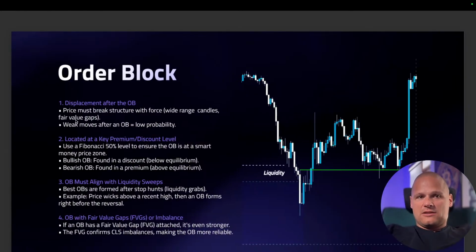So basically we need to see a displacement, a sharp move in here. That's great when there are fair value gaps, or gaps or imbalances, whatever you call it. And then also if it dips into the liquidity, like in here, below some lows.